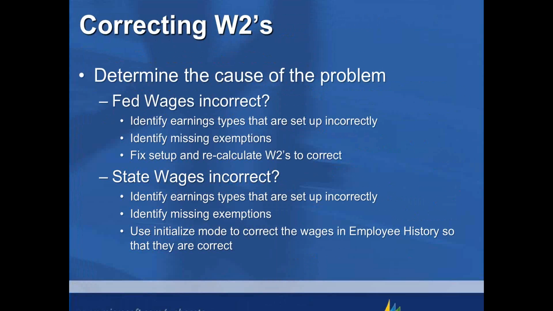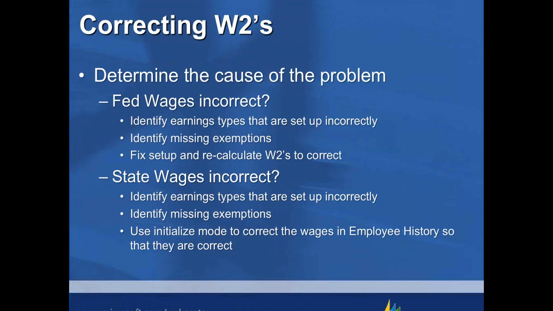Okay, if you need to do corrections, you would determine the cause of the problem. Are the federal wages correct? Identify earnings types that are set up incorrectly, make those changes, identify any missing exceptions, fix the setup so that those are correct, and then recalculate the W-2s to correct. You can run the calculation process as many times as you might need to make sure that everything is correct.